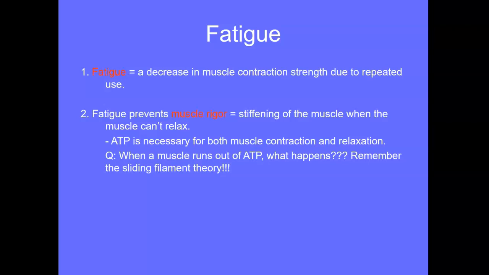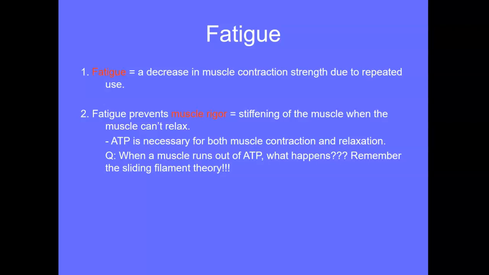So rigor means that you run out of ATP and you're stuck, right? And this is in a living muscle. You can do this in a living muscle. What's another name for muscle rigor? Muscle cramps. The muscle cramps up, it stays contracted, and it's super painful. It's a super strong stiffening in the muscle, and the muscle doesn't relax.